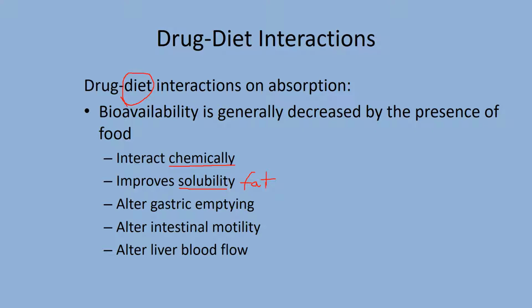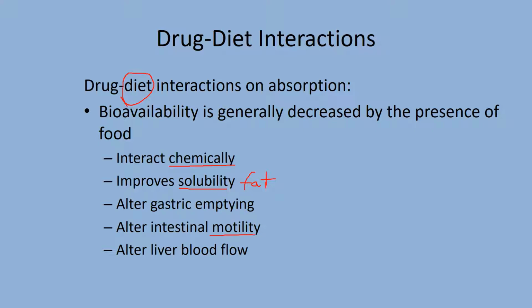Like your vitamins A, D, E, and K. You'll need to take those with some kind of fats. That way you can absorb them. Alter gastric emptying time. So definitely coffee, black pepper, I think chocolate, alcohol, wine. Those things delay gastric emptying. So that's going to reduce absorption.